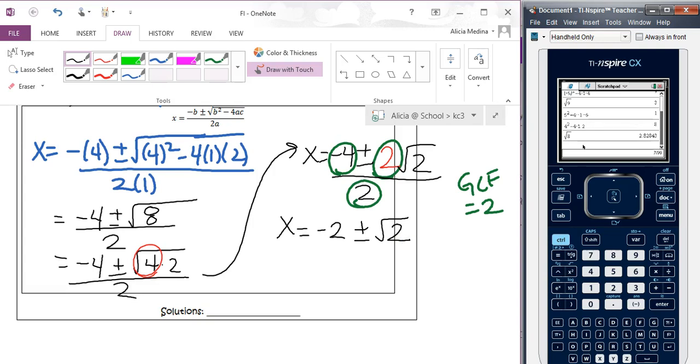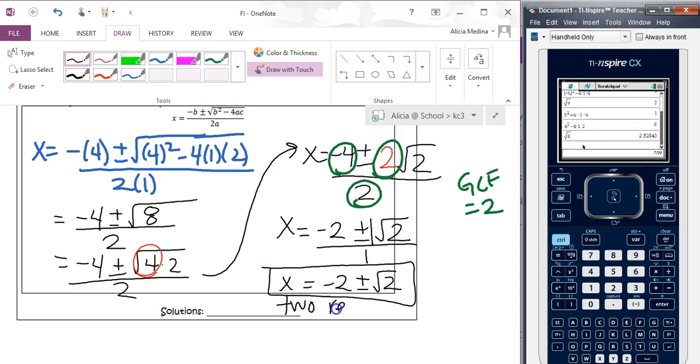So I do not need that 1 there. If you like to write the 1 here, because 2 divided by 2 is 1, but we no longer need that denominator of a 1. So our final answer, negative 2 plus or minus square root of 2, is my answer for this question. I still don't see any imaginary answers, so it's still going to be 2 real solutions, right? Because we're adding the square root of 2 and then subtracting. So still no imaginary answers.